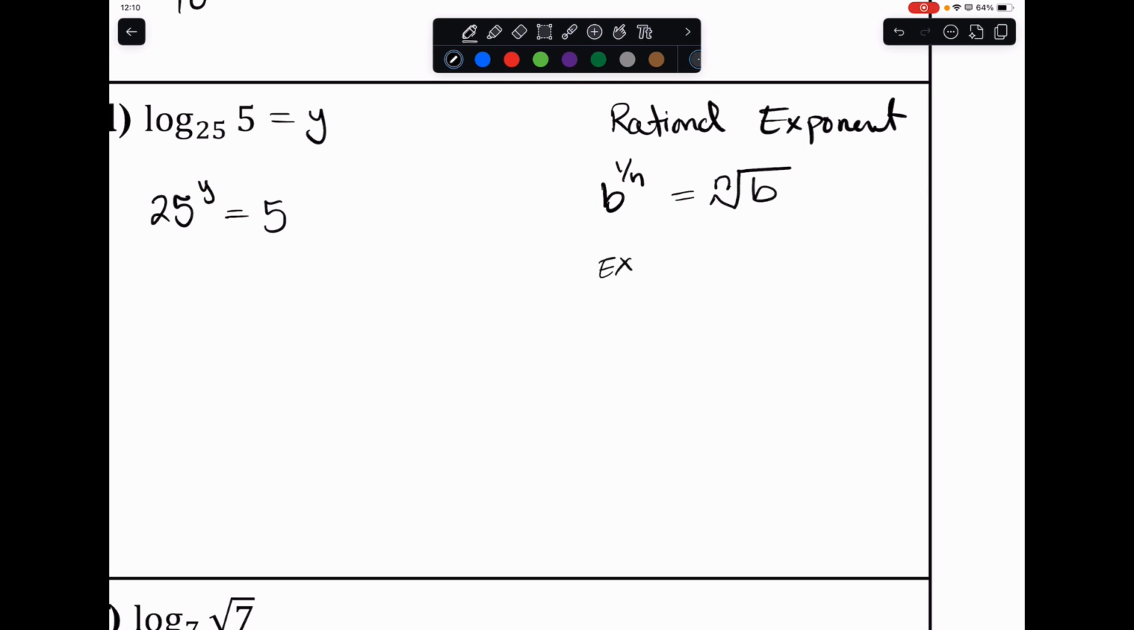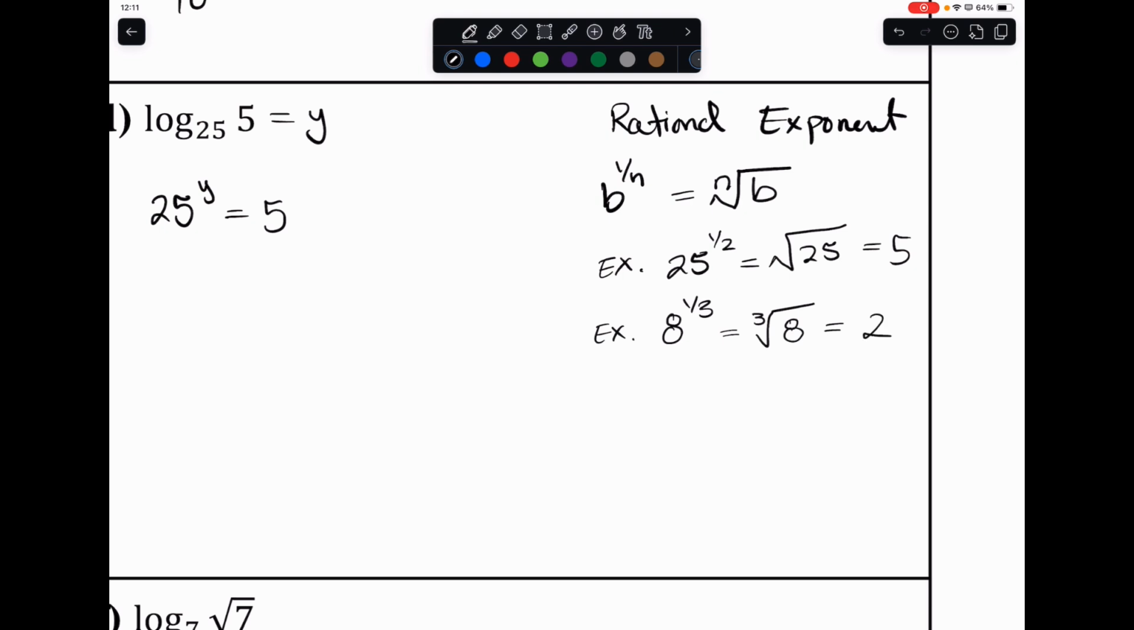So for example, if I have 25 and I raise it to the 1/2 power, that's the same thing as taking the square root of 25, which is obviously just going to equal 5. Or if I have the number 8 and I'm raising it to the 1/3 power, that's the same thing as taking the third root of 8, and that of course equals 2.